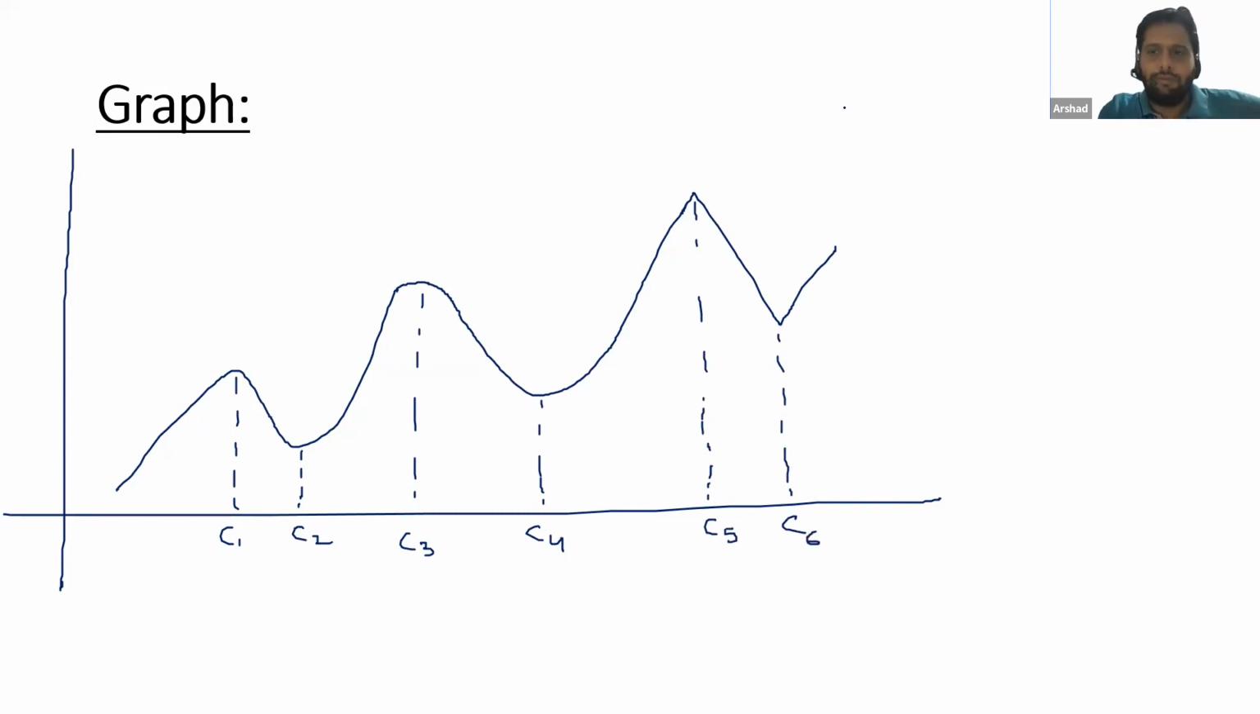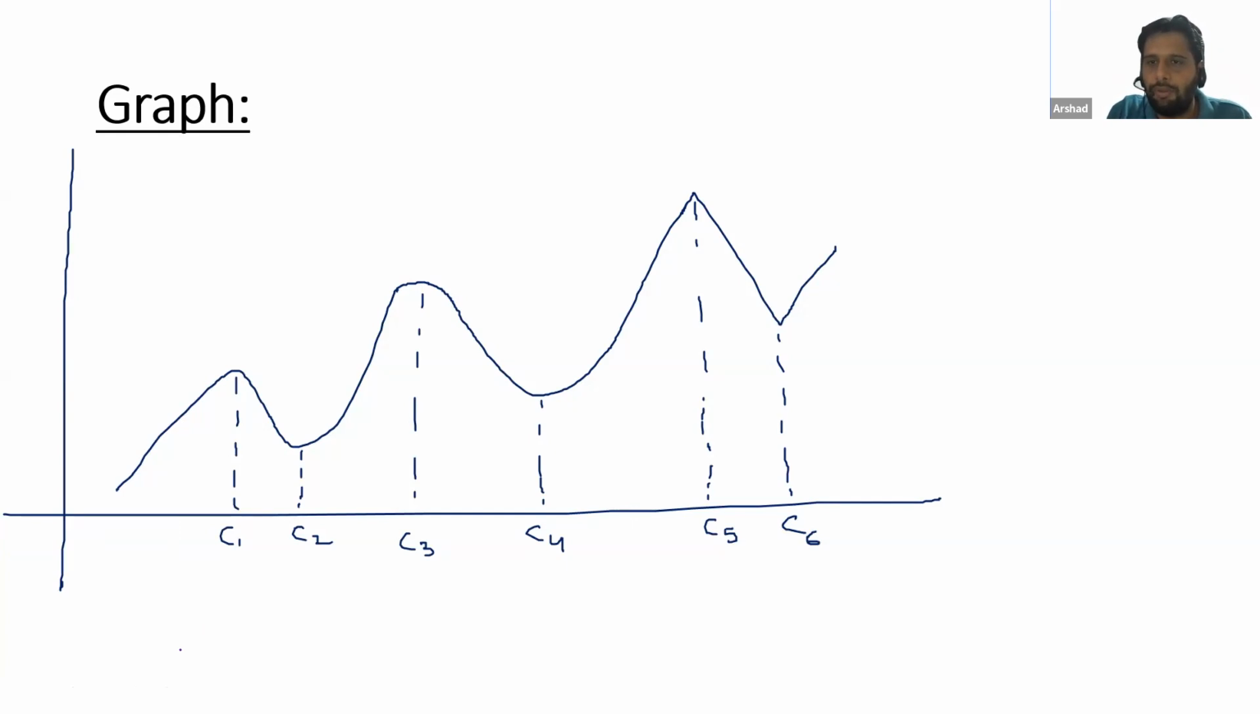Okay, so this is the graph. We will continue our topic. Yesterday we discussed what local maxima and minima are, and we wrote one point: the local maxima and local minima exist at the critical points.